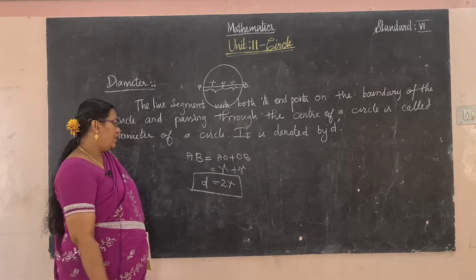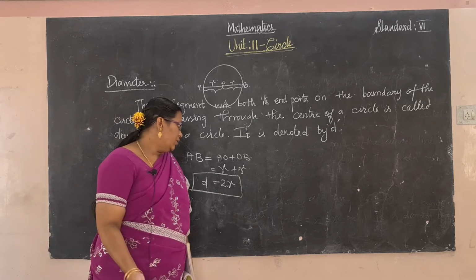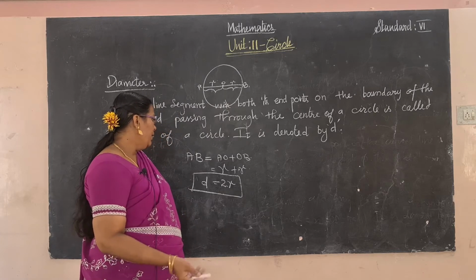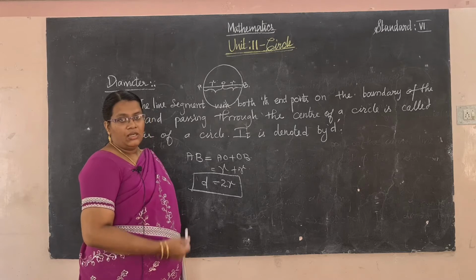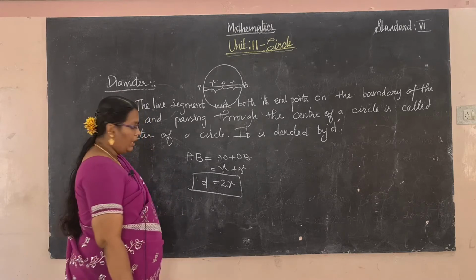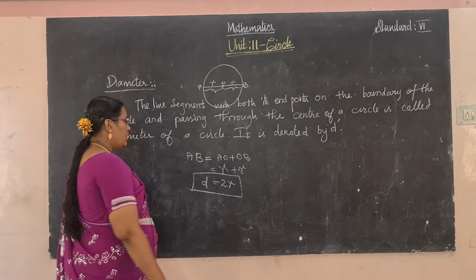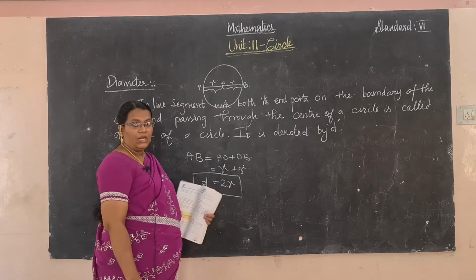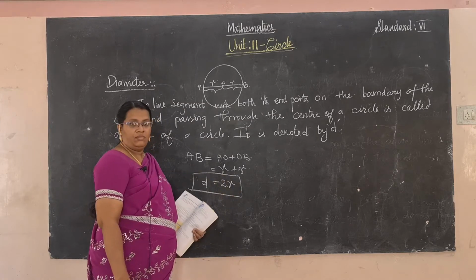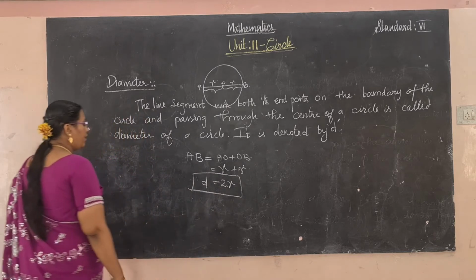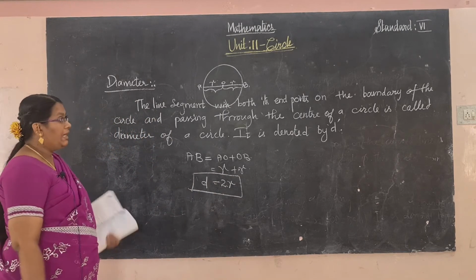In a book problem, if the diameter is given, you have to find the radius, and you can easily find it. Sometimes the radius is given, and you find the diameter. Using this formula we can find the diameter and radius.